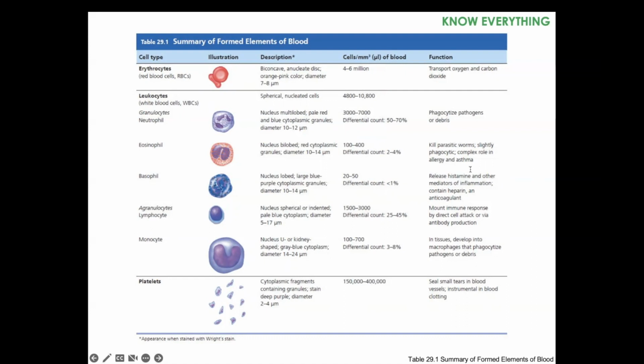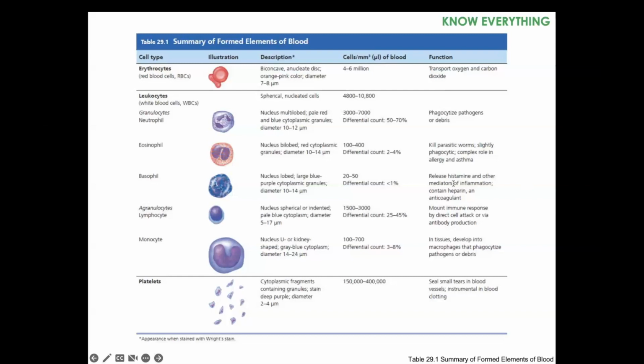The first of our granulocytes is the neutrophil. Neutrophils' main function is to phagocytize or eat pathogens and debris. Next in the granulocyte category is the eosinophil. Eosinophils attack parasitic worms and are one of the other factors that play a role in our allergies and asthma.